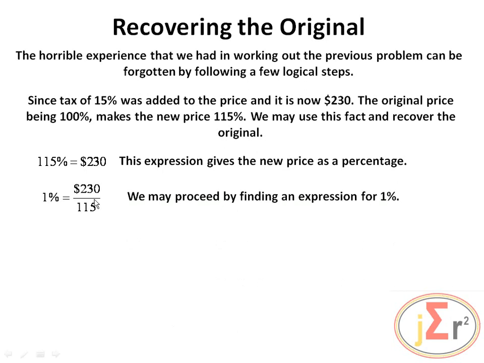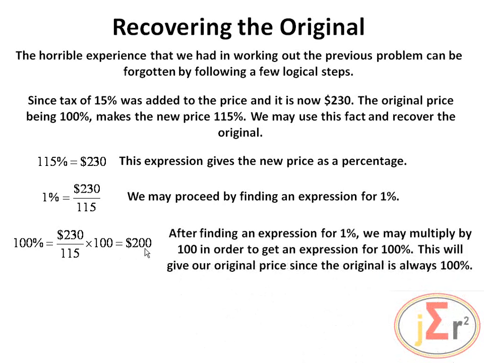This is our expression for 1%. So what do we do after that? We find an expression for 100%. Now, if this is 1%, how do we get 100%? To get 100%, we multiply 1% by 100. So 230 over 115 is 1%. To get 100%, we multiply by 100. And that's our final answer.